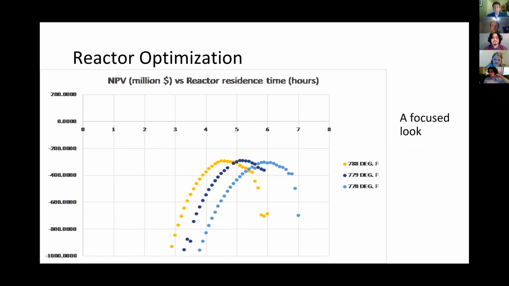And this is just a closer up version of the last slide that focuses on the optimal range. We went with an optimal point of 779 degrees Fahrenheit, which is, I believe, about 415 degrees Celsius. And that's what we found was our optimal operating point.